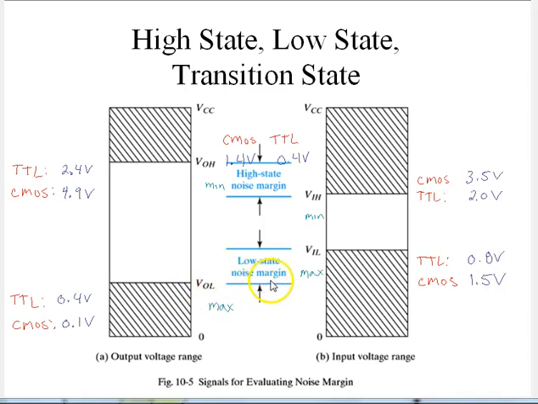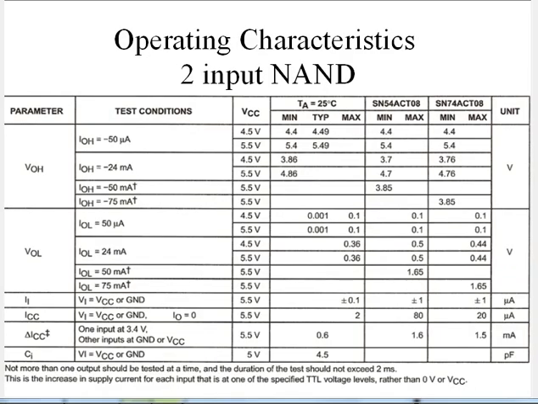So we can also compare their noise margin. Our low state noise margin for TTL is 0.4 volts. Our noise margin for CMOS is 1.4 volts for the low noise margin. The high noise margin is 1.4 volts for CMOS and 0.4 volts for TTL. So let's take a look at a NAND circuit.